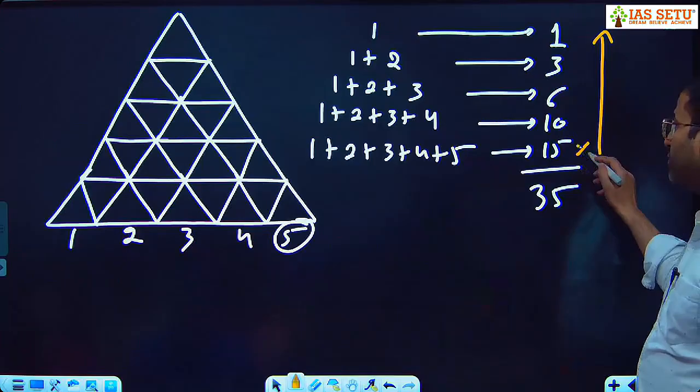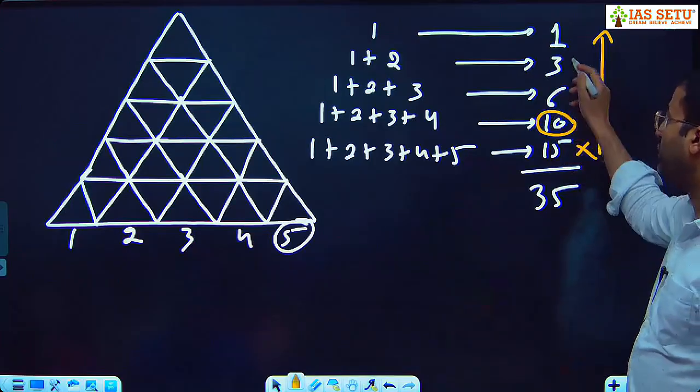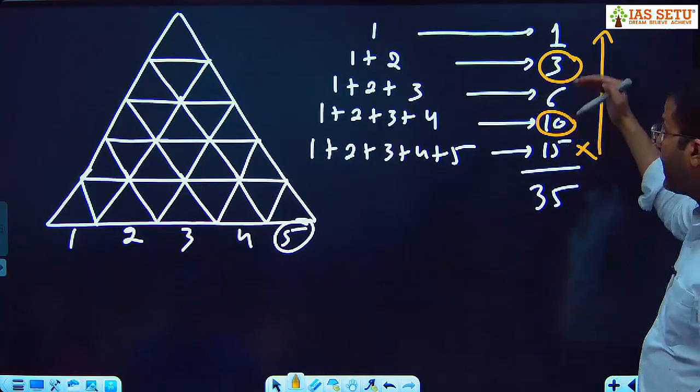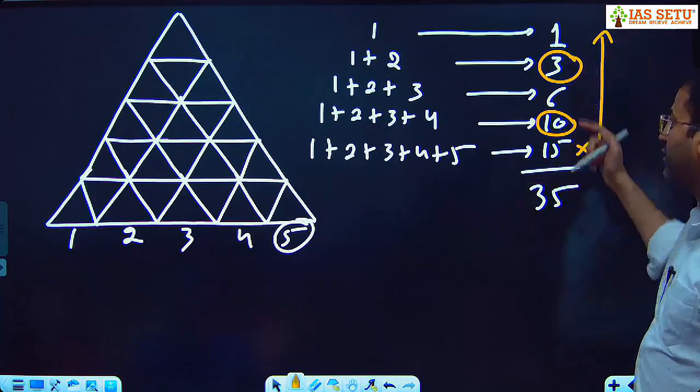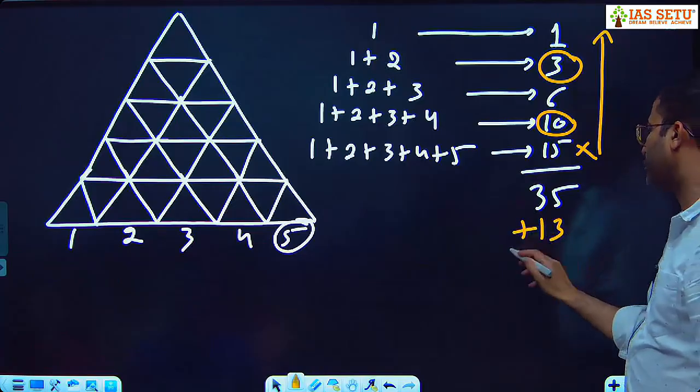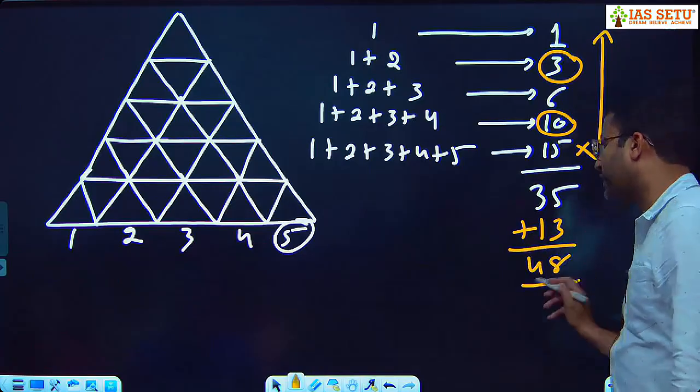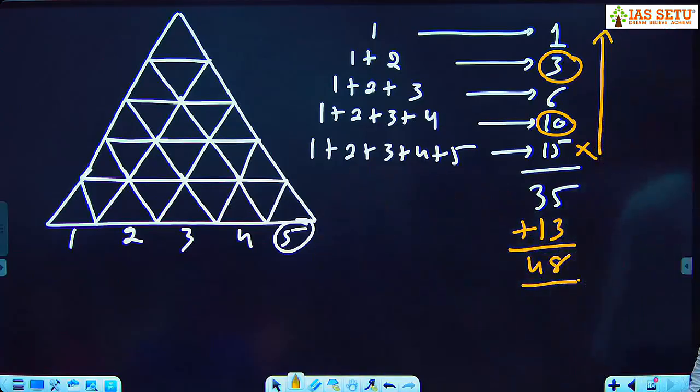Here the first value you have to leave, second value and the fourth value. Second, fourth, sixth you have to add. नीचे से चलना है, second and the fourth value you have to add. So your answer is 48. In this given figure there are 48 triangles.